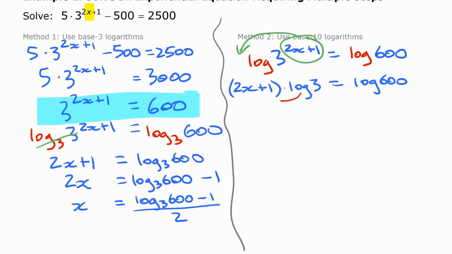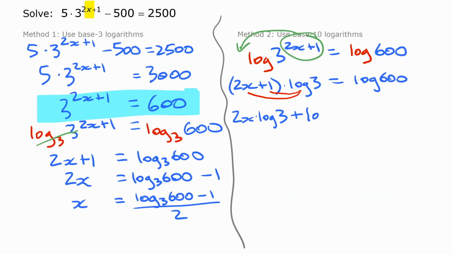So we're going to say log 3 times 2x and log 3 times 1 and write down what those are. Log 3 times 2x, I'm going to write it like this, 2x log 3. And then log 3 times 1 is just log 3. All right, so we have 2x log 3 plus log 3. And then we've got equal to log of 600 over here.